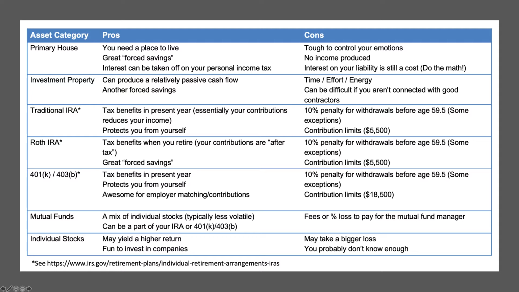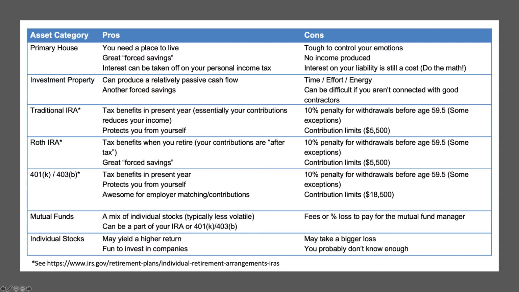Go to www.irs.gov. Check out some of the things that they have about these different retirement plans and whatnot. So check out the pros and cons that I've listed for you, but do your own research, okay?